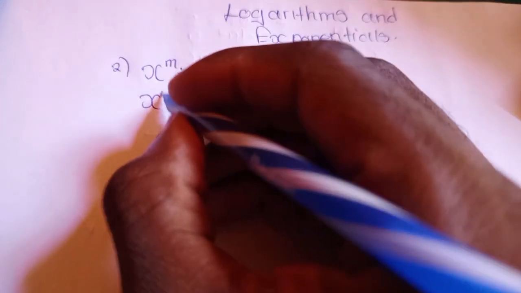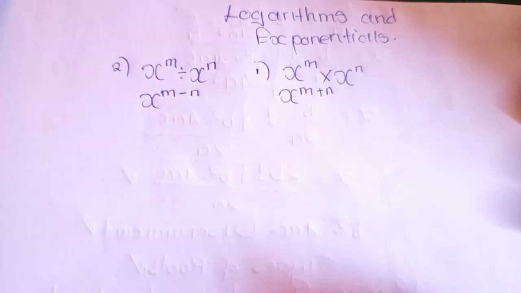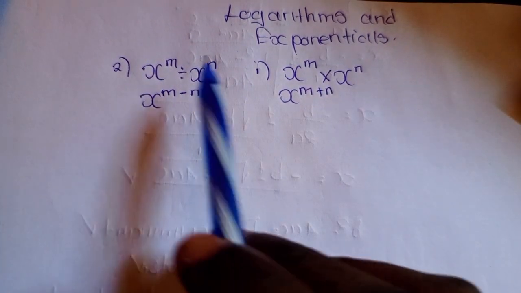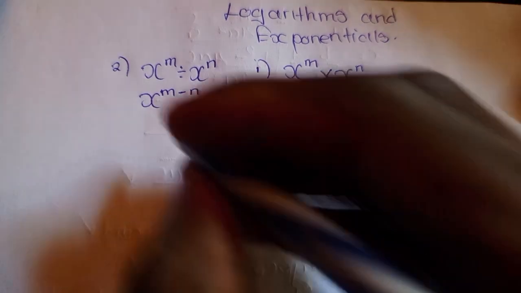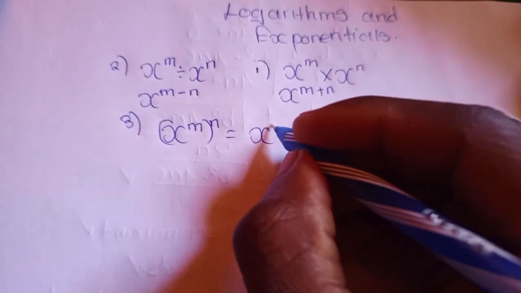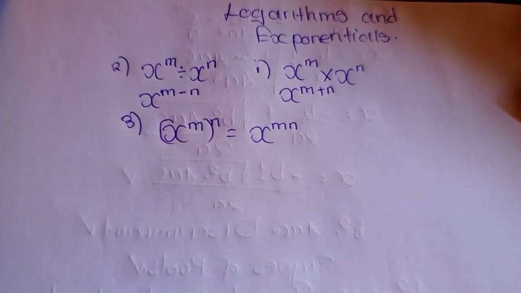Then the second rule is x to the power m divided by x to the power n, which is the same as x to the power m minus n, because the bases are the same, so you subtract the powers. Then the third rule is x to the power m, all to the power n. When you multiply these, you get the value to be mn.